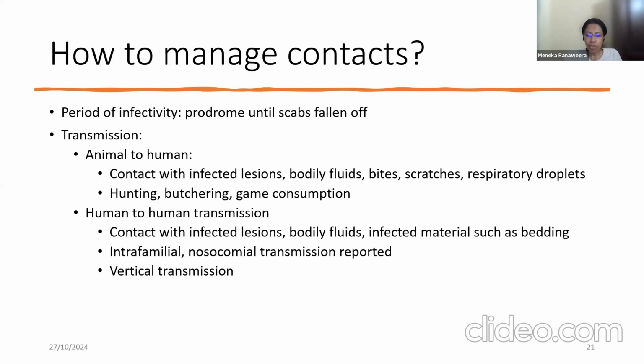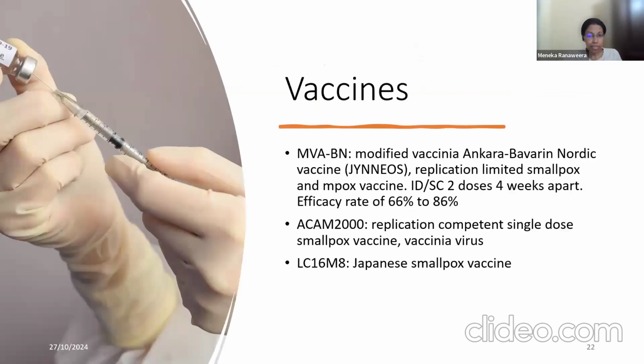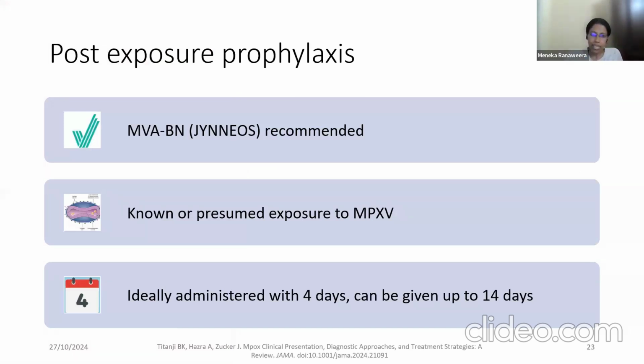So what can we do for post-exposure prophylaxis? Now, where vaccines are available, 3 vaccines have been described. So this is the modified vaccinia Ankara, Bavarian Nordic vaccine. It's commonly called Jynneos vaccine. It is given intradermally or subcutaneously, 2 doses, 4 weeks apart, and the efficacy rates have been shown to be around 66 to 86%. And 2 other smallpox vaccines have also been found to be effective against Mpox and approved for this indication as well.